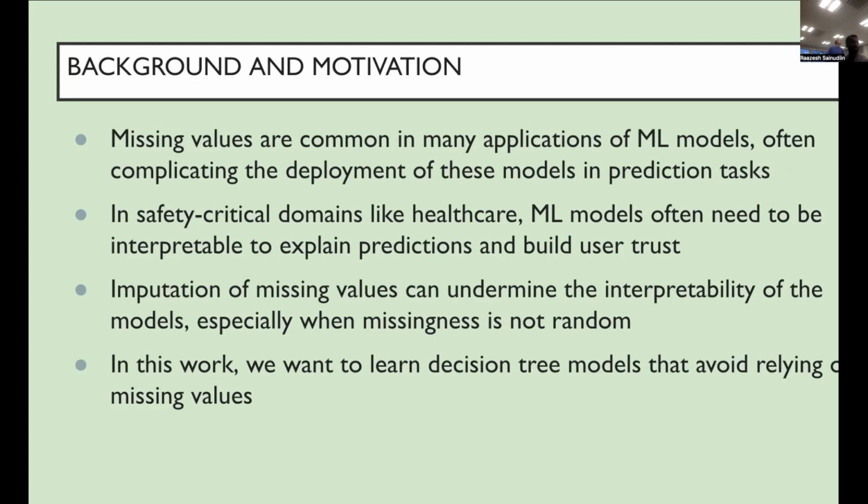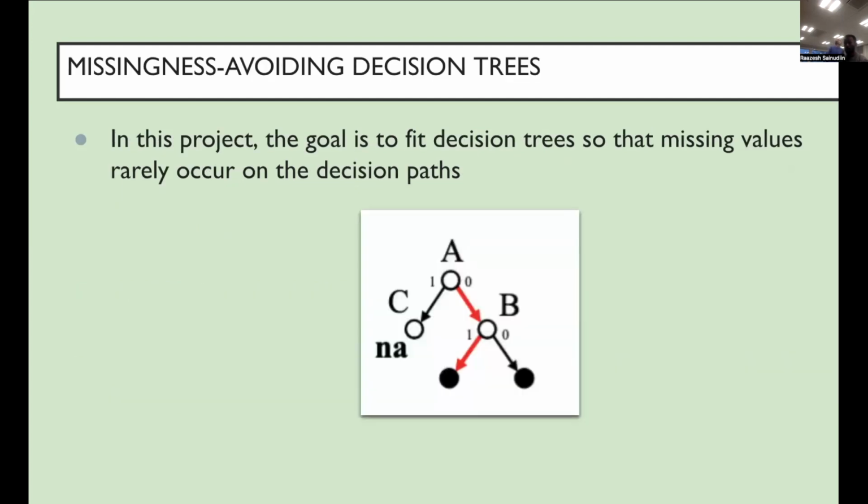For example, you can think of a situation where a patient goes to a hospital, and if they don't have a cognitive score, they probably won't have an MRI taken. So there is some pattern in the way in which missingness occurs. In this work, we want to learn decision trees that avoid relying on missing values. And how do we do that? We fit decision trees so that missing values rarely occur in the decision paths.